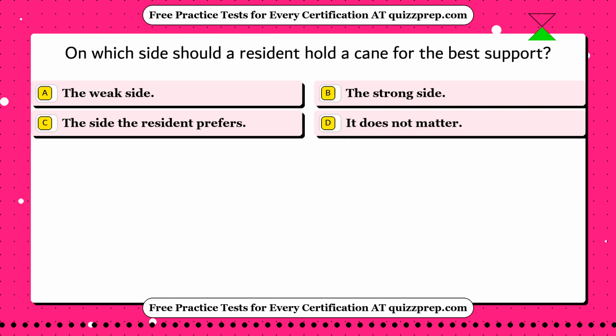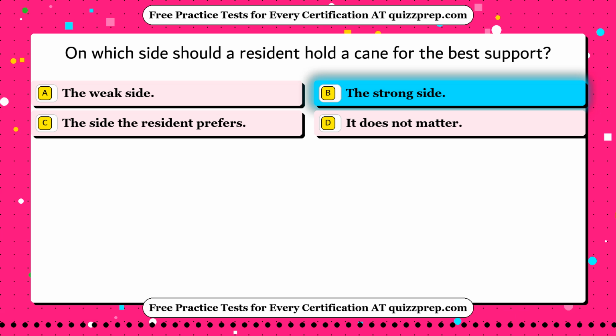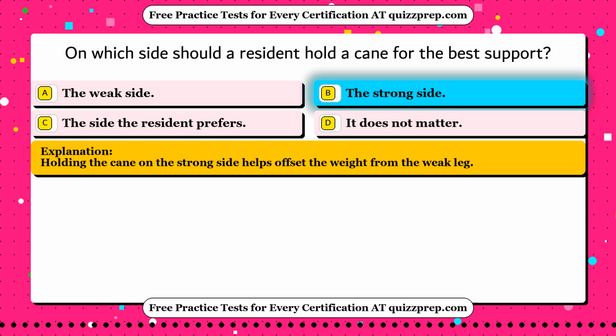Question 91. On which side should a resident hold a cane for the best support? Option A, the weak side. Option B, the strong side. Option C, the side the resident prefers. Option D, it does not matter. The correct answer is option B, the strong side. Holding the cane on the strong side helps offset the weight from the weak leg.